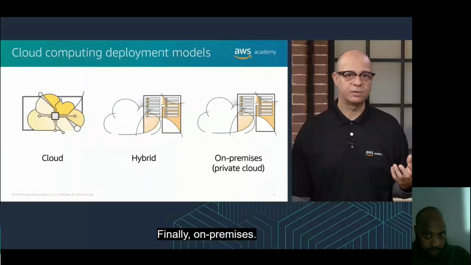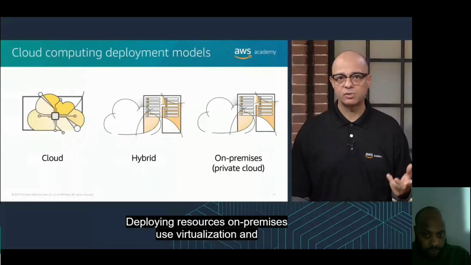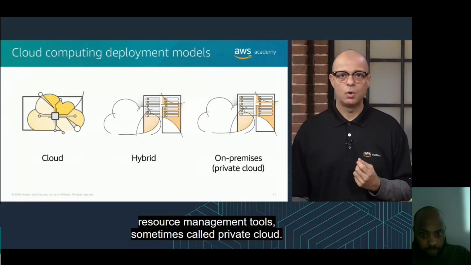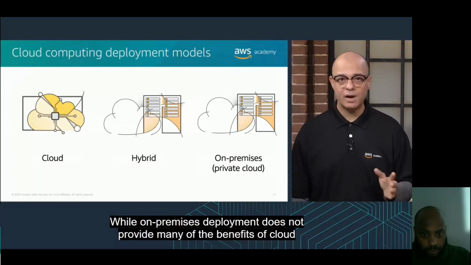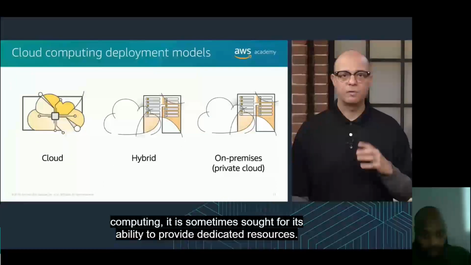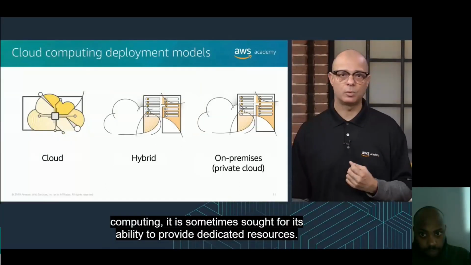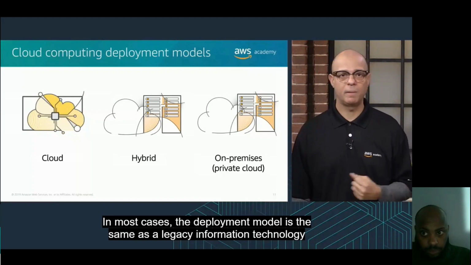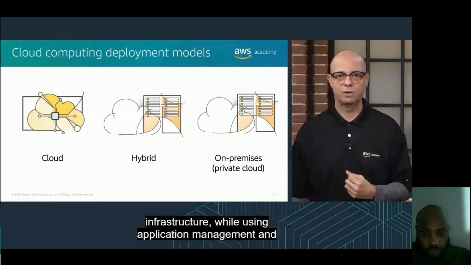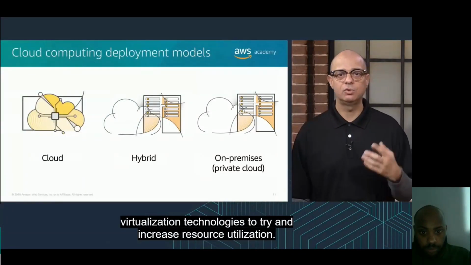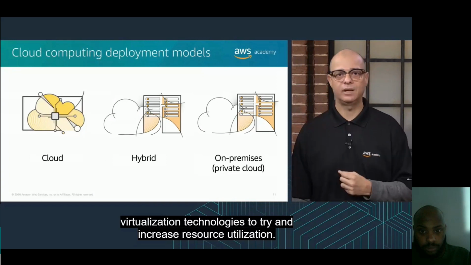Finally, on-premises. Deploying resources on-premises uses virtualization and resource management tools, sometimes called private cloud. While on-premises deployment does not provide many of the benefits of cloud computing, it is sometimes sought for its ability to provide dedicated resources. In most cases, the deployment model is the same as a legacy information technology infrastructure, while using application management and virtualization technologies to try and increase resource utilization.